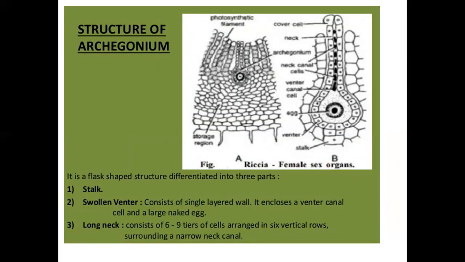Structure of archegonium. It is a flask-shaped structure differentiated into three parts: this is the stalk, the venter, and the long neck. The venter consists of a single-layered wall. It encloses a venter canal cell and a large naked egg. The long neck consists of 6 to 9 tiers of cells arranged in 6 vertical rows surrounding a narrow neck canal.